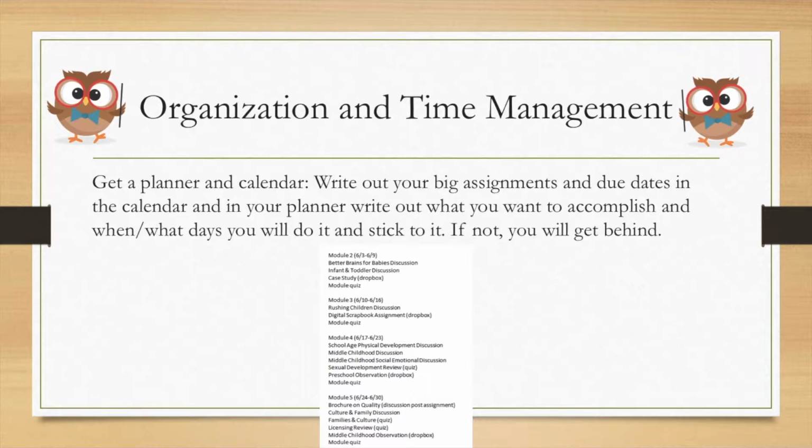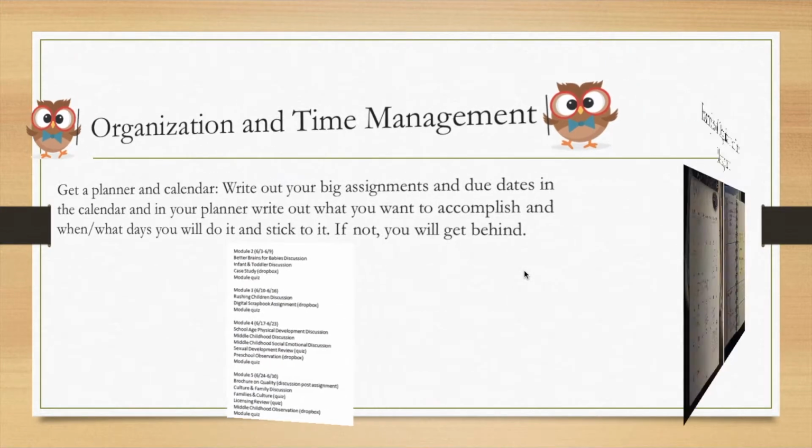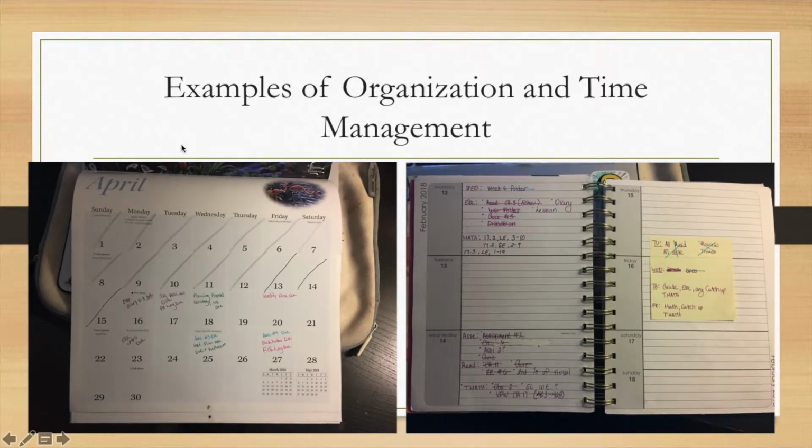Here's an example of what one of our classmates did. So she wrote what was due each week, and we were sure to keep to that schedule and just check mark off as we go. Here's also some examples of a calendar where we have assignments and big assignments coming up, and we would also reflect that onto our personal planner. And in our planners, you will see where we crossed out and had certain days where we did certain assignments.